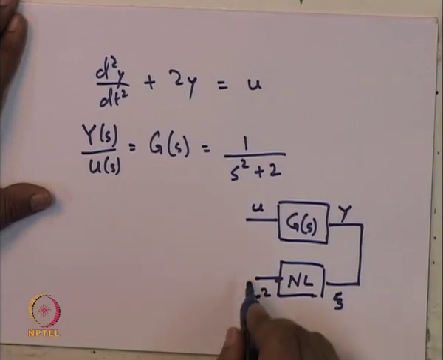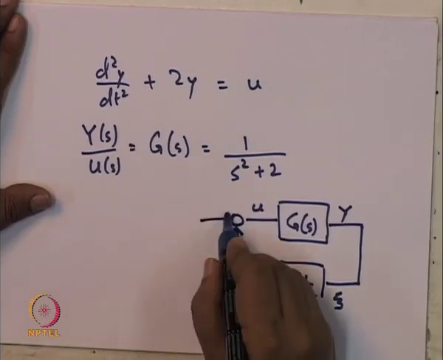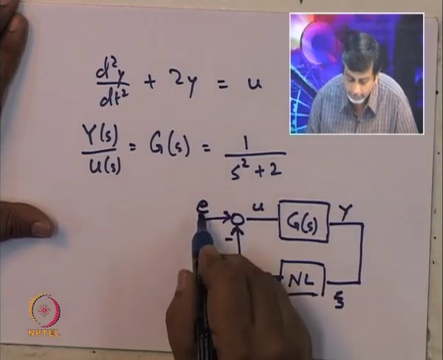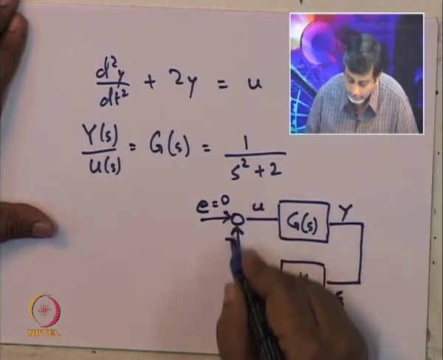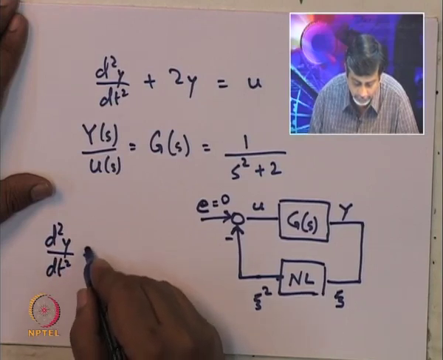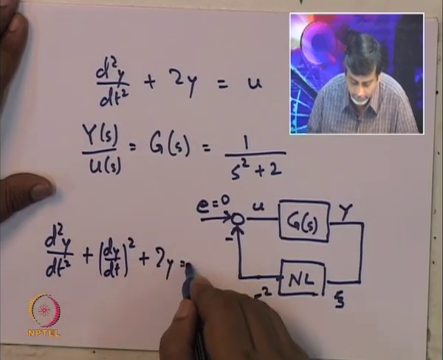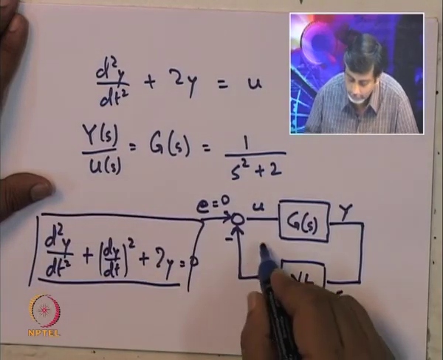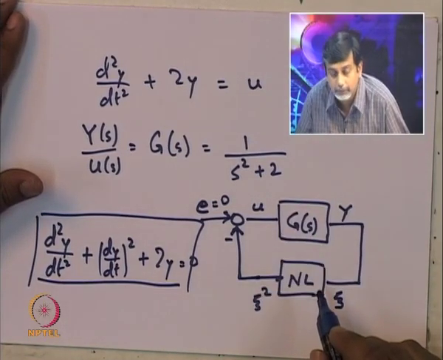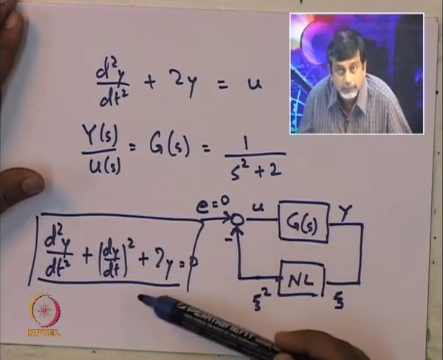Now, in this case, if we feed back this thing with a negative feedback, then if this e, which is the input of this feedback loop, is set to 0, then what we would be looking at is exactly the original equation that we had, which is d2y/dt squared plus (dy/dt) the whole thing squared plus 2y equal to 0. So talking about this closed loop system being asymptotically stable, for example, is exactly the same as saying that the original nonlinear system is asymptotically stable.